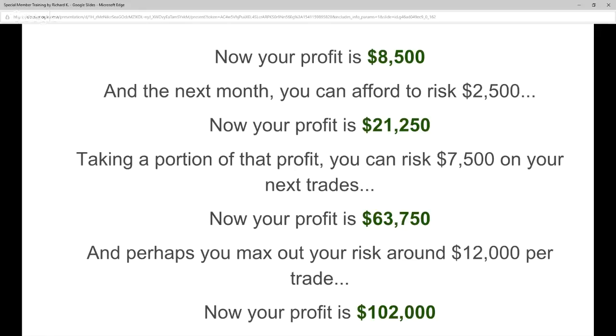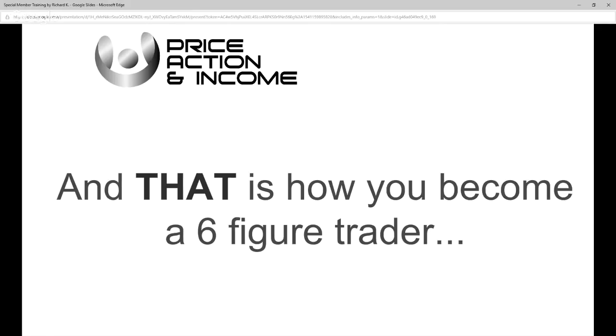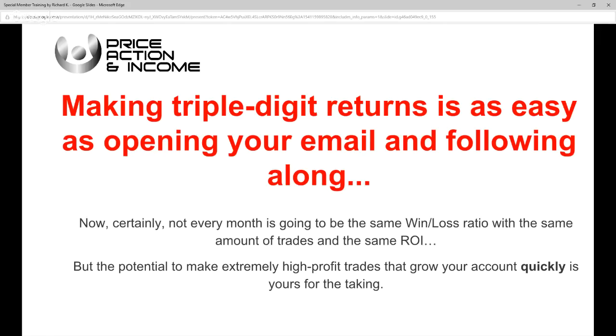You just keep increasing your risk, and your trades could be growing and growing to where you could be risking up to $12,000 per trade, and your profit could be $102,000, which is the power of compounding. And that is how you become a 6-figure trader, which maybe some of you, that's your goal. Maybe some of you just want the side income, but you get to determine what that is for you. So making triple-digit returns is as easy as opening your email and following along.